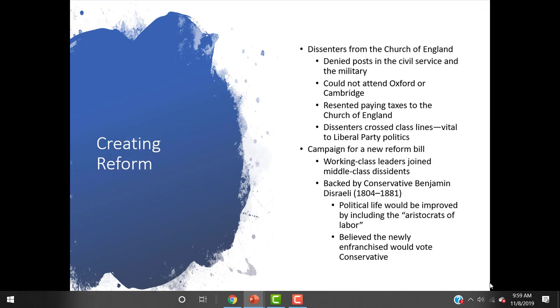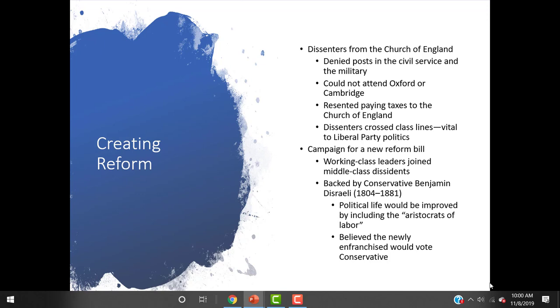And dissenters from the Church of England, well, they'd been denied posts in the civil service and the military because of their non-Anglican affiliation. They could not attend Oxford or Cambridge, but they resented having to pay taxes to the Church of England. If I'm not going there and I don't support it, why do I have to pay for it? And they were across all lines. There was no one ethnic group. It was all across lines. And this was very vital to the Liberal Party politics.